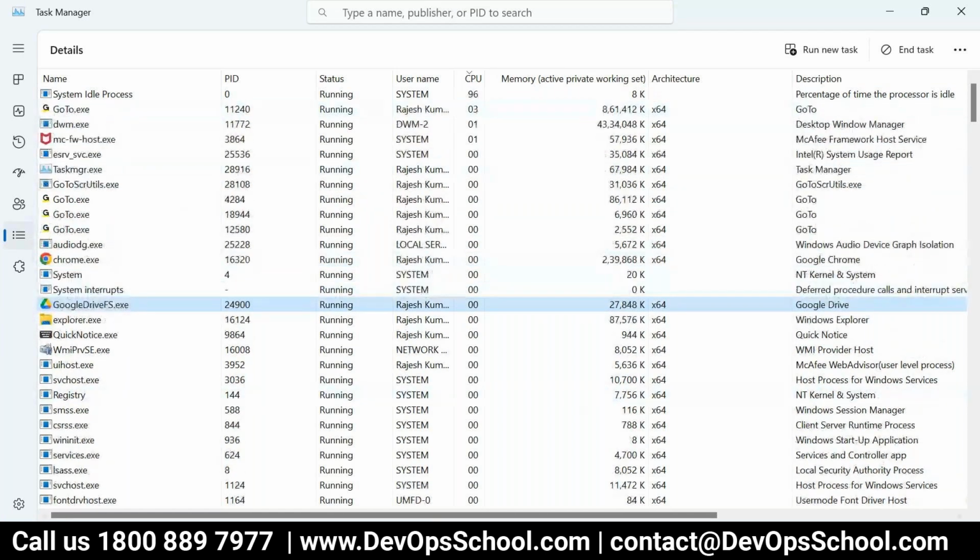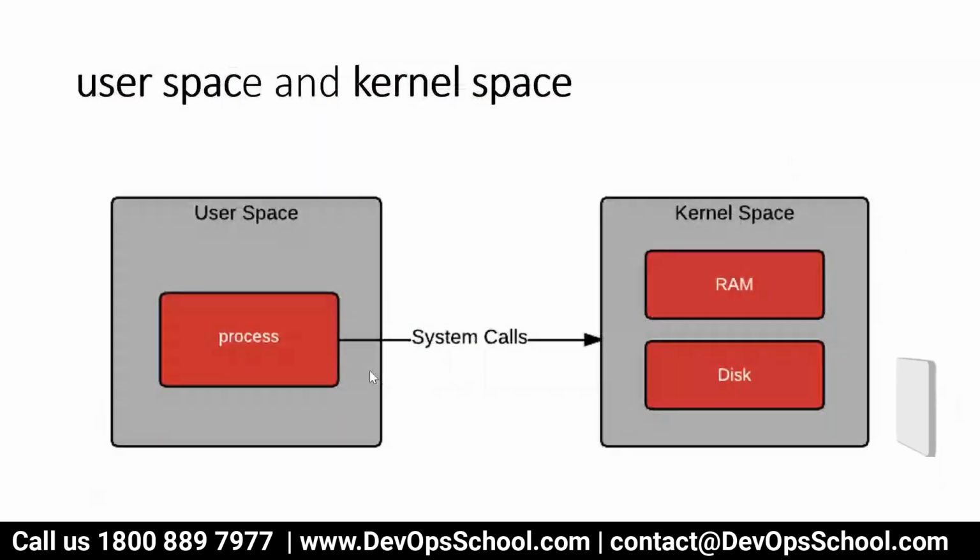Correct. So here you see this is the user process running in the user space. They need a CPU and RAM or disk or whatever it is. How do they get it? They get it through the system call. If they ask you how do they get it? System call. And they ask a kernel space which is managing your hardware, RAM, disk and all for that.